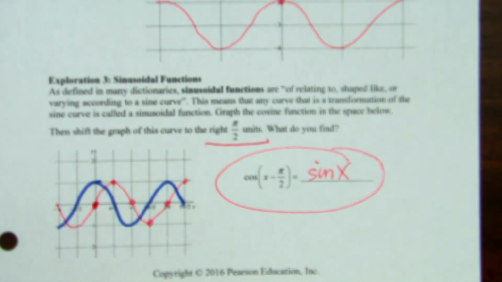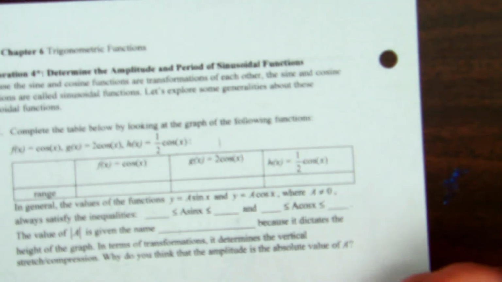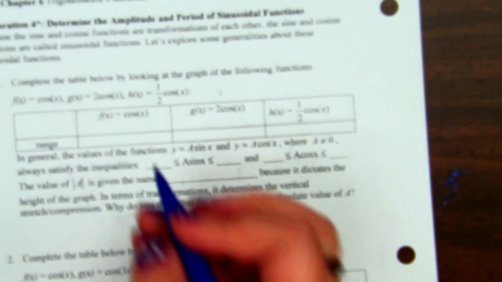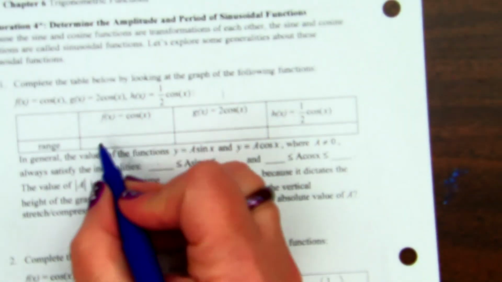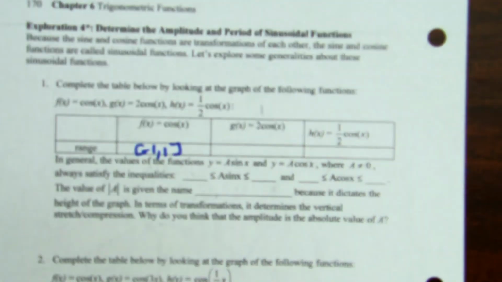So when you're finding the equation of a graph, oftentimes you can find more than one equation, one with sine and one with cosine. So the range of this is from negative 1 to 1, because the number in front is 1. The range of this is 2, from negative 2 to 2.